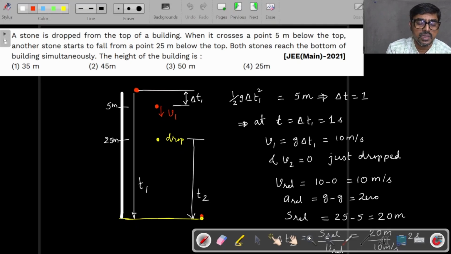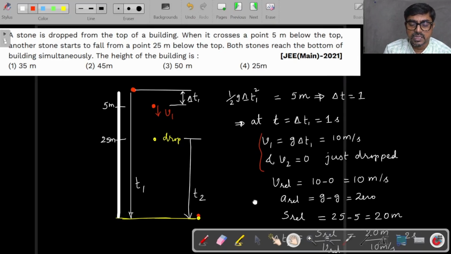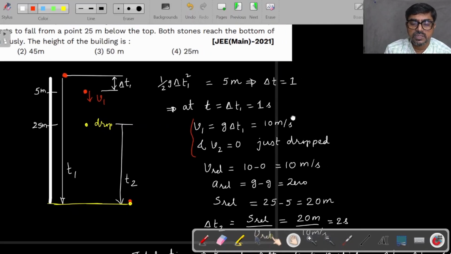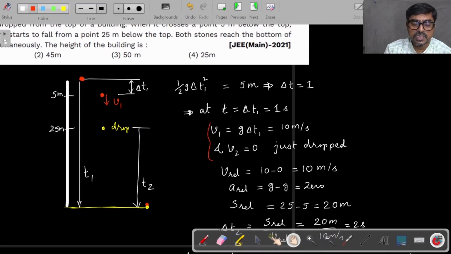At this moment, this first stone has got 10 meter per second covering 5 meters distance, and this stone has got 0 velocity, and right now it is at a distance 25 meters from the top. That means what is the separation between them? 25 minus 5, that is going to be 20 meters. So let's study this. V1 equal to 10 meter per second, V2 equal to 0, and that's the situation you will have exactly at t equal to 1 second after the drop of the first stone.